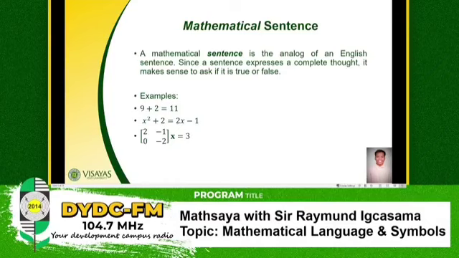Another one is x equals 3. So this is also an example of a sentence. So what do we mean by a mathematical sentence? A mathematical sentence, for example 9 plus 2 equals 11, expresses a complete thought. As we mentioned a while ago, it also makes sense to ask if it is true or false. On the other hand, the expression 9 plus 2 does not express a complete thought, and it makes no sense asking if it is true or false.